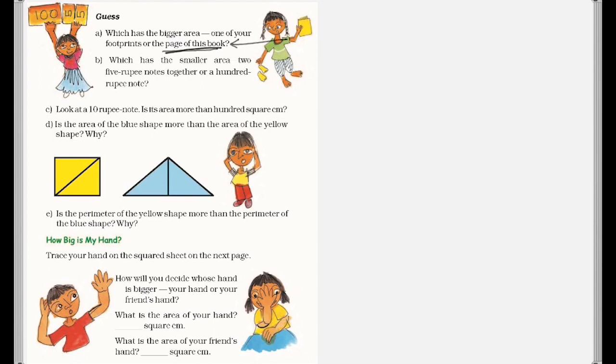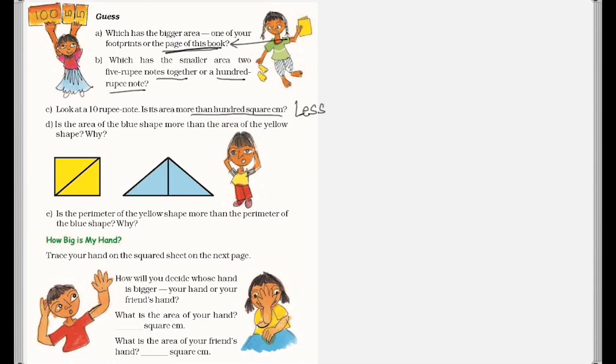Now which has the smaller area, 2 hundred rupee notes together or a 100 rupee note? So two notes will obviously have greater area. Okay, now look at a 10 rupee note. Is its area more than 100 square centimeter? Okay, so clearly the area of a 10 rupee note is less than 100 square centimeter.